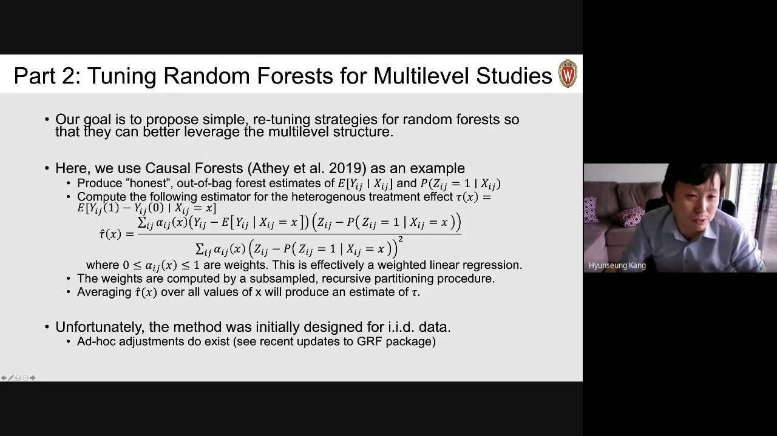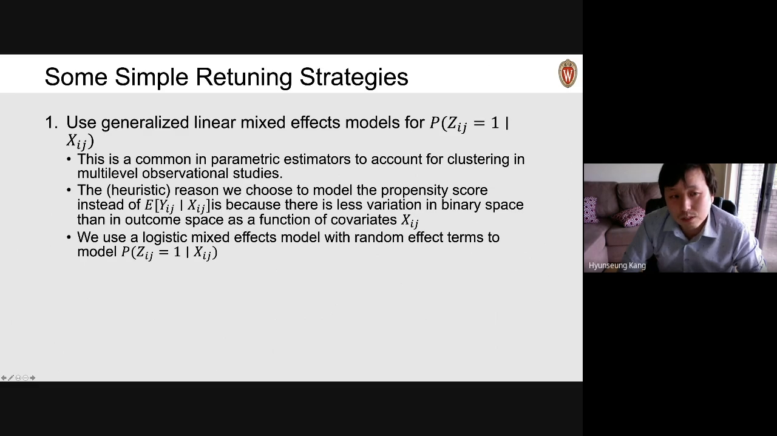It may not be perfect because the multi-level structure can be complicated, but it should be better than the existing off the shelf, just naively applying this to multi-level data. So we consider 3 simple retuning strategies. One is to actually replace the internal estimates of the propensity score by a generalized linear mixed effects model.